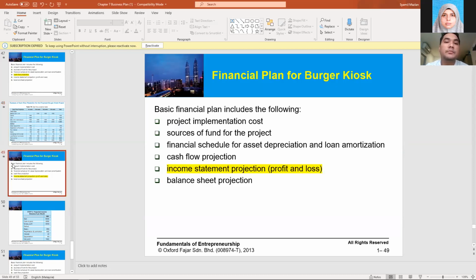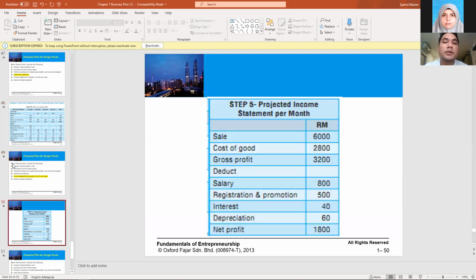Okay. And then what is the income statement? Next we go to the income statement projection, profit and loss. The formula is sales minus cost of goods sold.